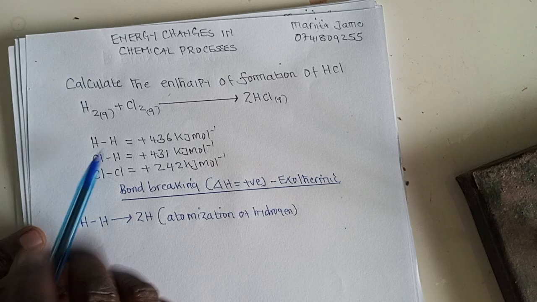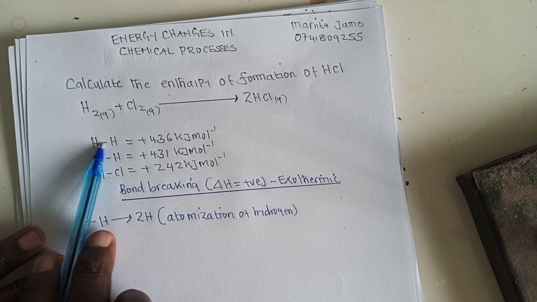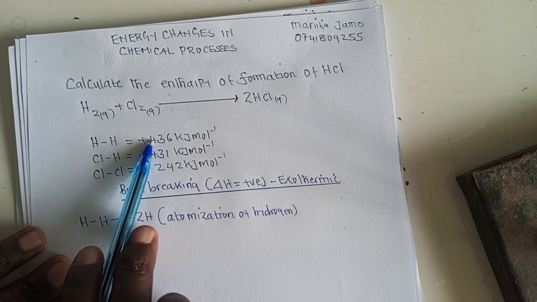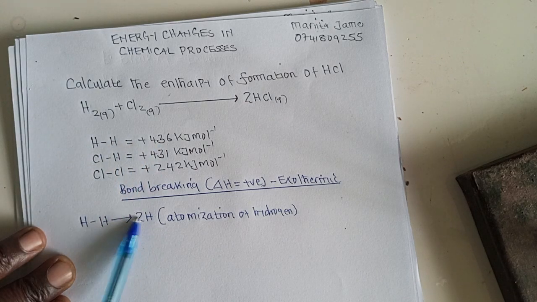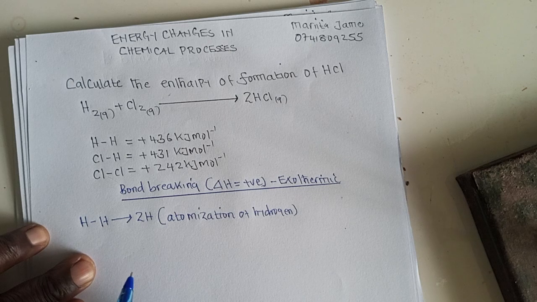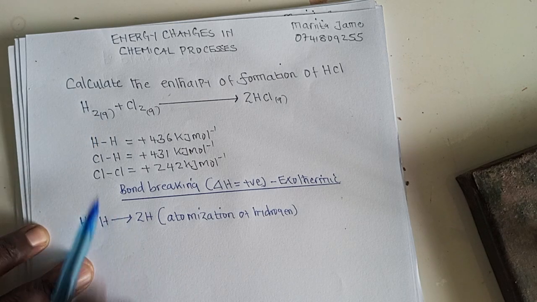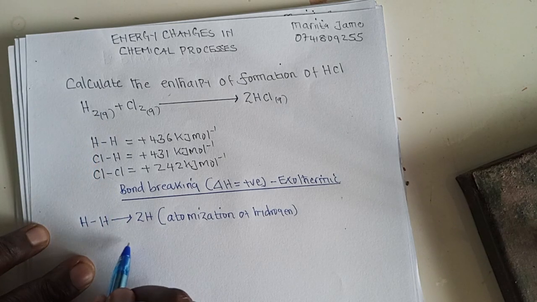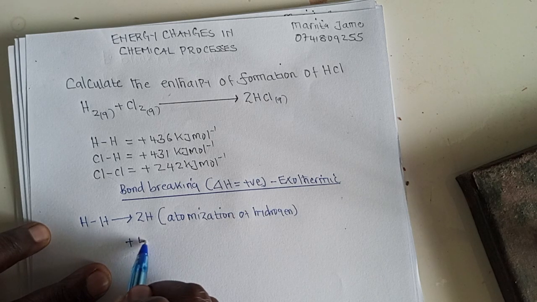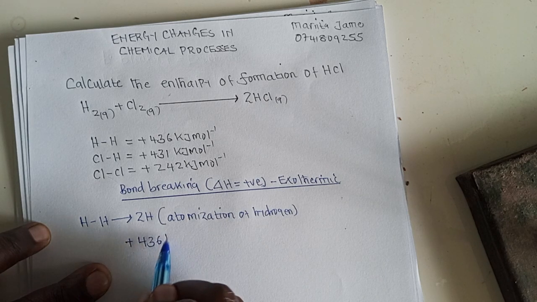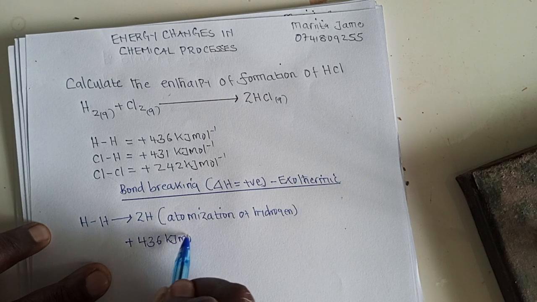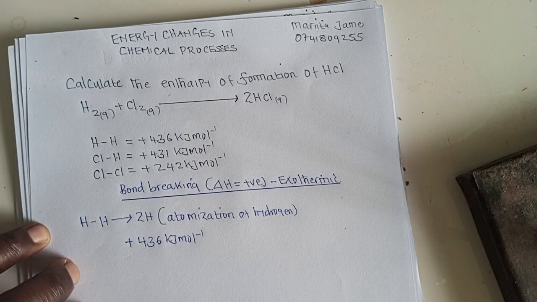So what do we have? From the value here, we have one bond which is equivalent to positive 436, but we have two molecules here. So this one is giving us positive 436 kilojoules per mole.